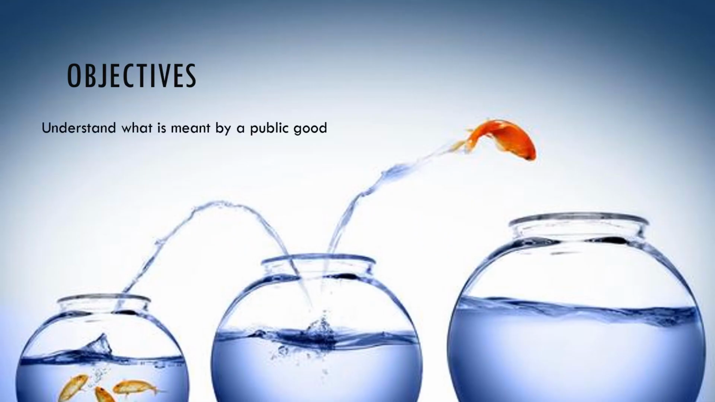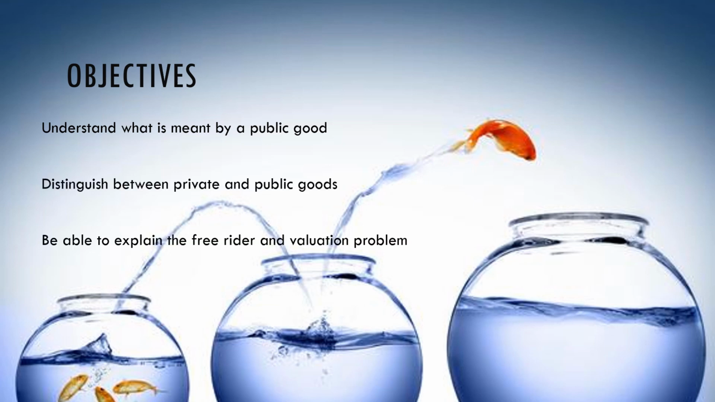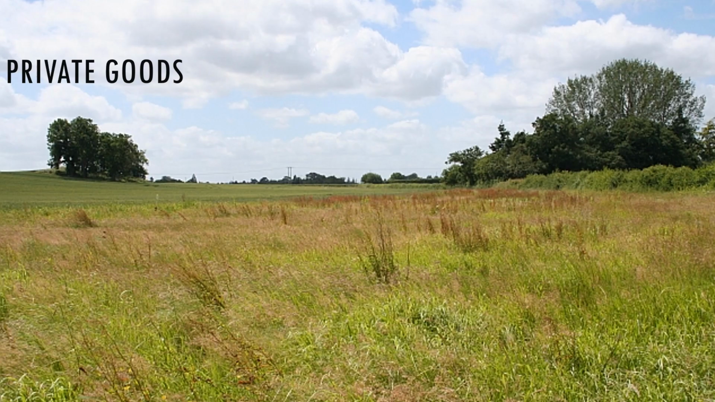In this video we're going to look at what is meant by public good, distinguish between private and public goods, and then look at something called the free rider and valuation problem. So let's start off with what is meant by a private good.